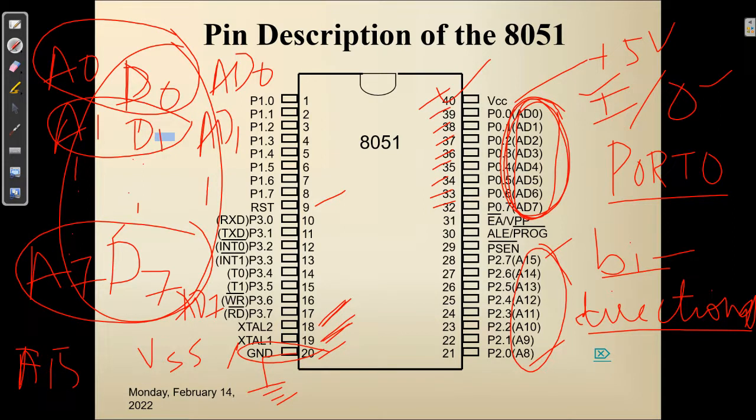Again, I'm repeating, this is important. Your address and data are multiplexed. So lower 8 bits are multiplexed, address and data, and higher 8 bits, that is A8 to A15, are not multiplexed, because you have a data of 8 bit and you have address of 16 bit. I hope you have understood this.